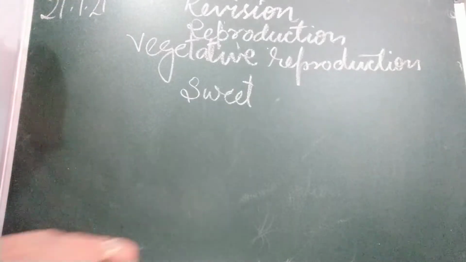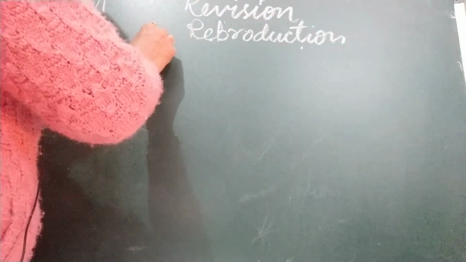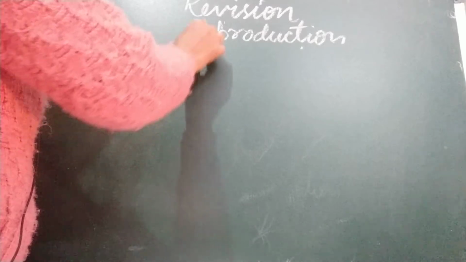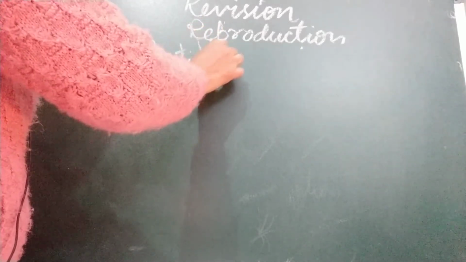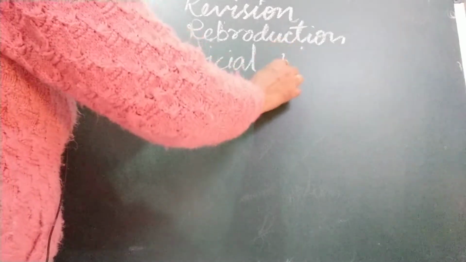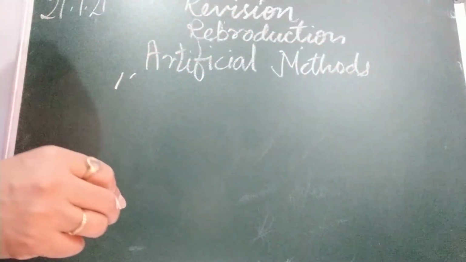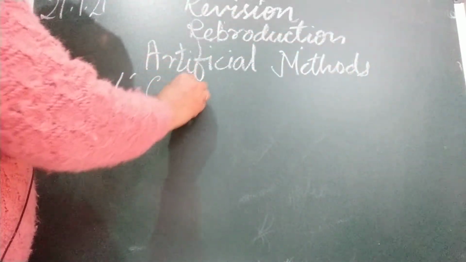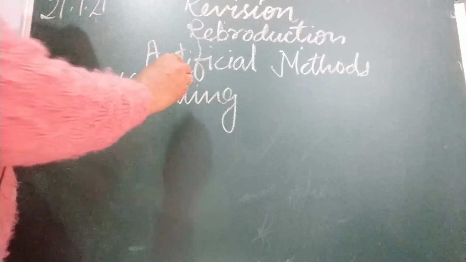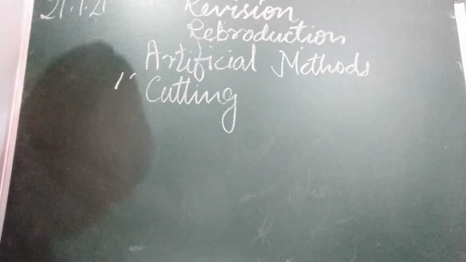Now come to the artificial methods. We are going to discuss artificial methods of vegetative reproduction. That was natural vegetative reproduction; artificial means done by man. Of vegetative reproduction, artificial methods, first is cutting. Directly we cut the stem of hibiscus, bougainvillea, and we can grow a new plant.